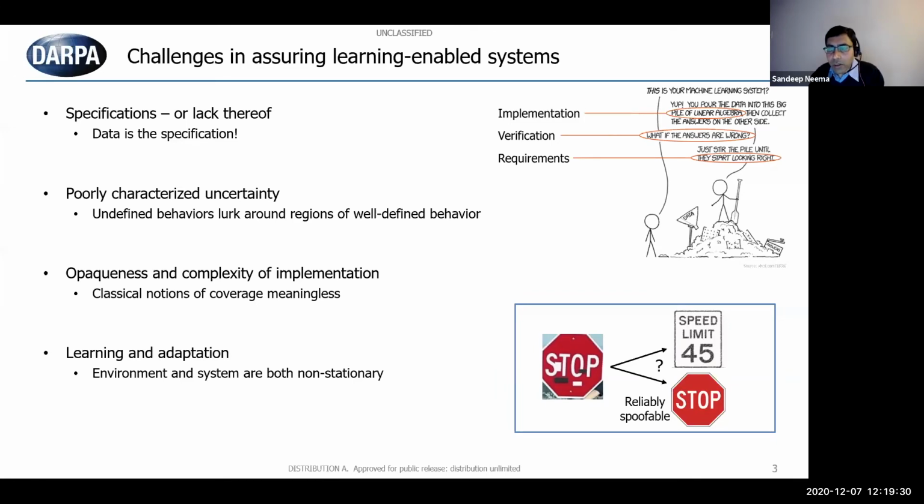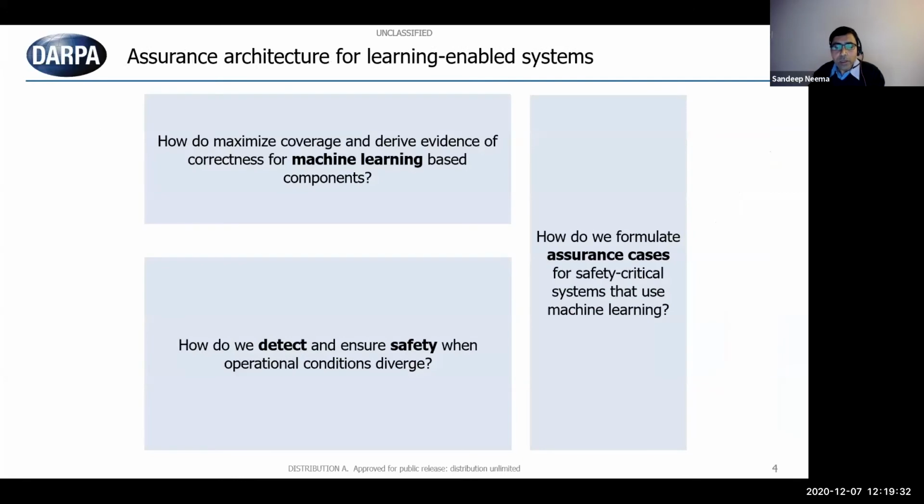Now, how are we thinking about this in the program? Our approach to these challenges is really a comprehensive assurance architecture and an assurance approach that reformulates these problems into three sets of questions, or challenges, if you will. First, how do we formulate assurance cases for systems that use machine learning? Second, how do we maximize coverage and derive evidence of correctness for machine learning based components? And third, how do we detect and ensure safety when operational conditions diverge? So let me just elaborate on that a bit.